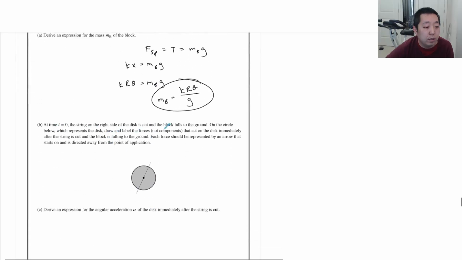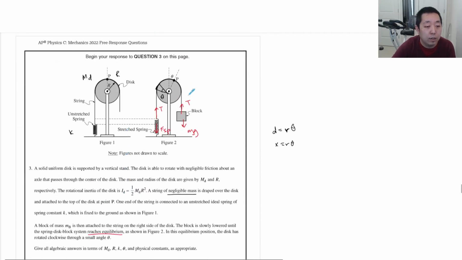Okay, at time t equals 0, the string on the right side of the disc is cut and the block falls to the ground. On the circle below, which represents the disc, draw and label the forces, not components, that act on the disc immediately after the string is cut and the block is falling to the ground. Each force should be represented by an arrow that starts on, and points directly away from, the point of application. So if I look at this, I've now cut the string, so what's touching this thing? Well, I definitely have gravity.